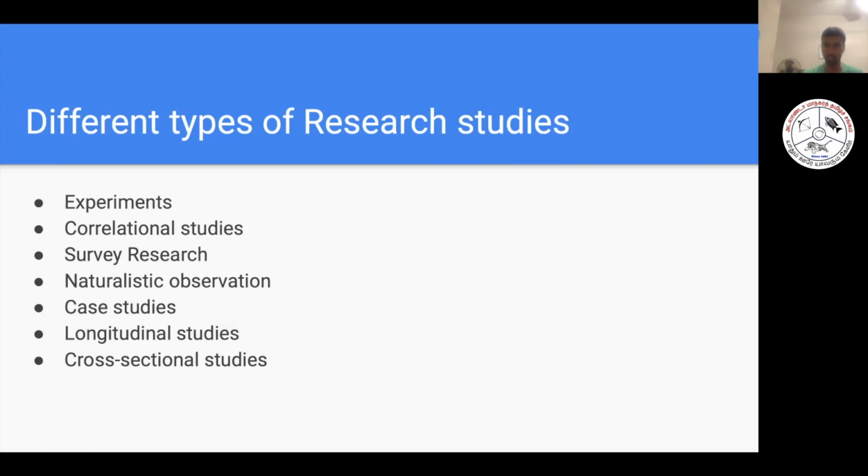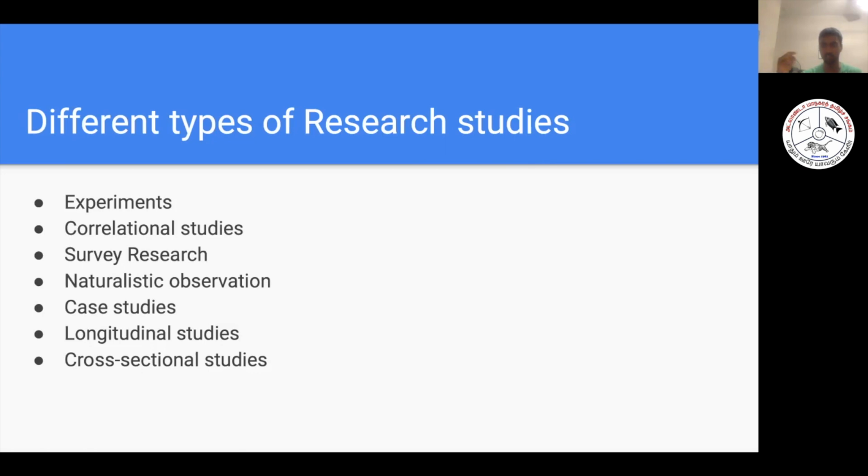But experiments, essentially, you have an independent variable and a dependent variable. You manipulate the independent variable to get the dependent variable. Correlational studies, you look at two variables and how they're related, but you don't manipulate anything. So that's the big difference. Correlation is not causation because you're not manipulating anything. You're not proving that those two things are related.